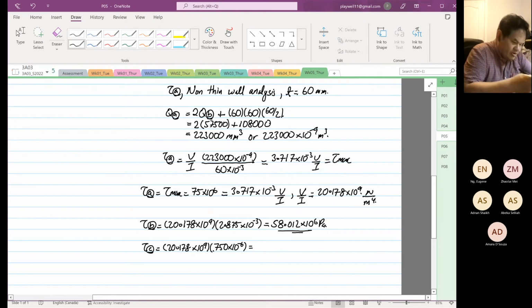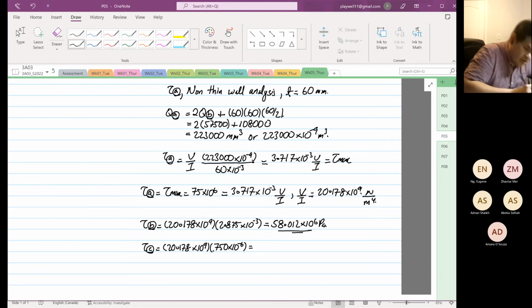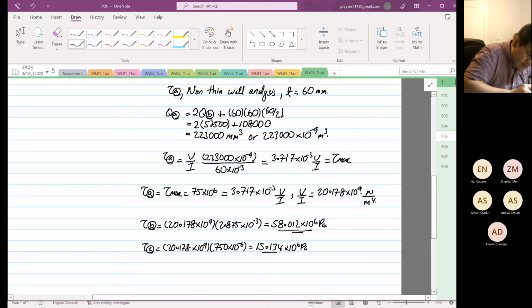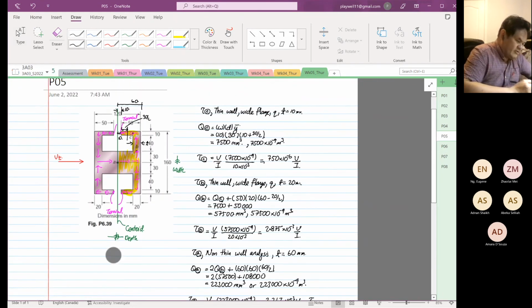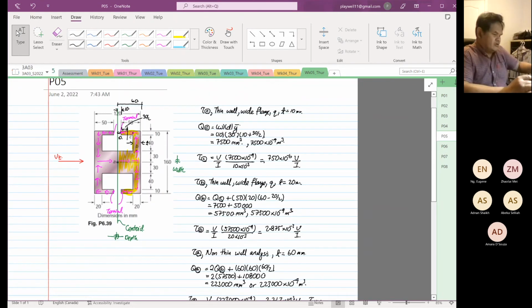So 20.178 power 9 times 750 power minus 6 is equal to 15.134 times 10 to the power 6 Pascal. Okay. So you can see if the force is running vertically or horizontally, the position of the maximum shearing stress can change.